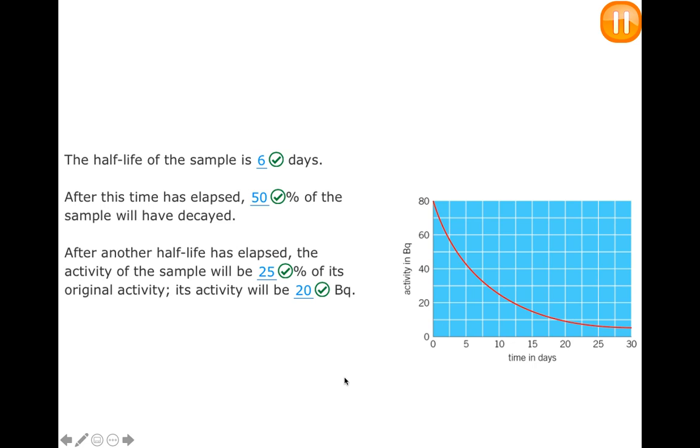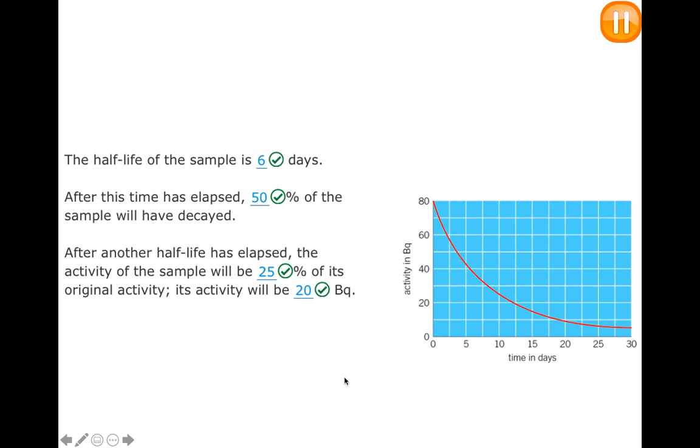Okay, so the half-life of this sample is 6 days. The activity starts at 80 becquerels down to 40. If we read that off the graph, that gives us 6 days. After this time has elapsed, 50% of the sample will have decayed.